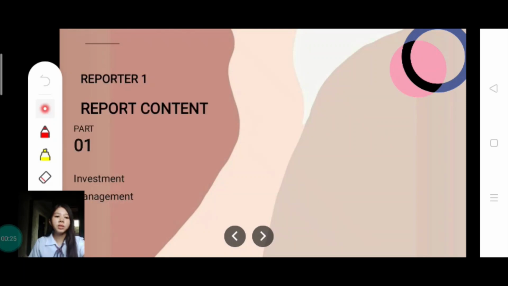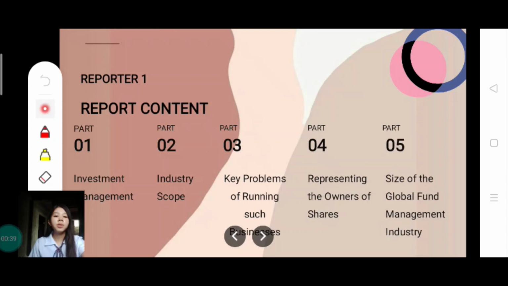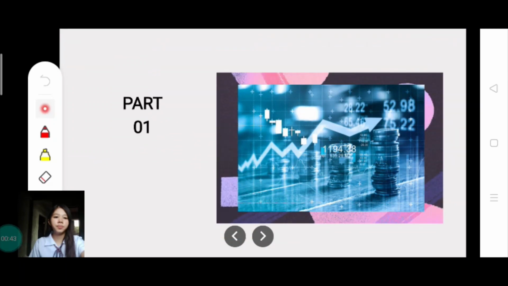Part 1, Investment Management. Part 2, Industry Scope. Part 3, Key Problems of Running Such Business. Part 4, Representing the Owners of Shares. Part 5, Size of the Global Fund Management Industry. So Part 1 is Investment Management.